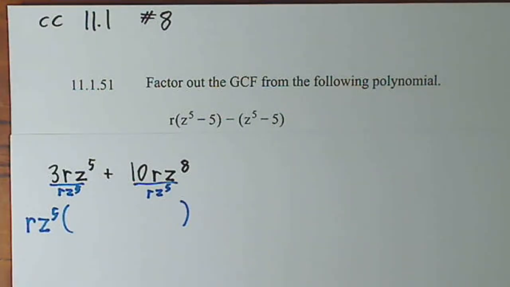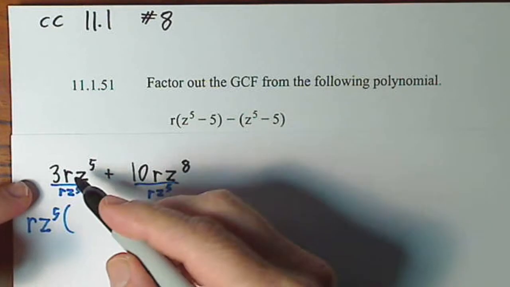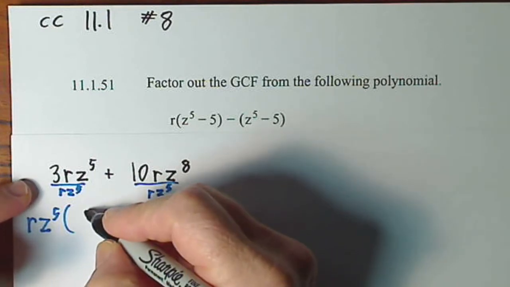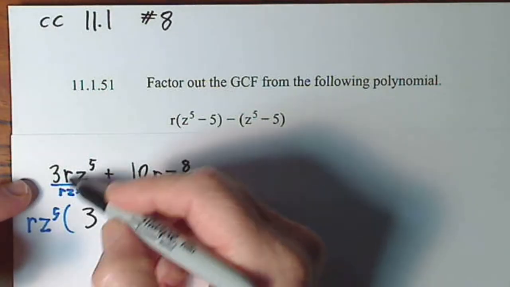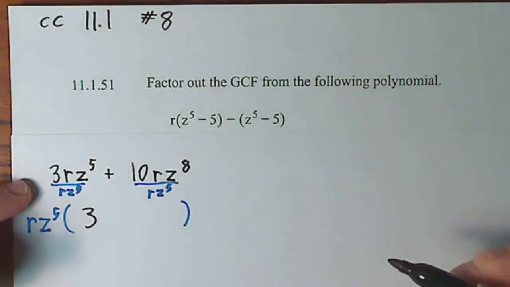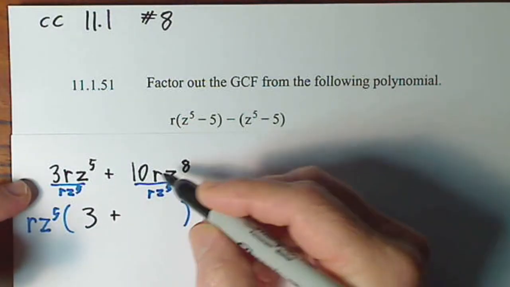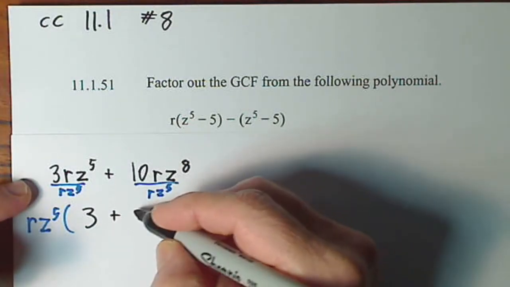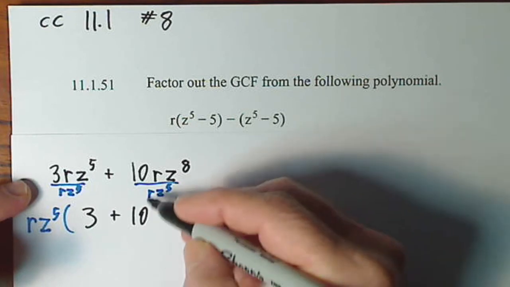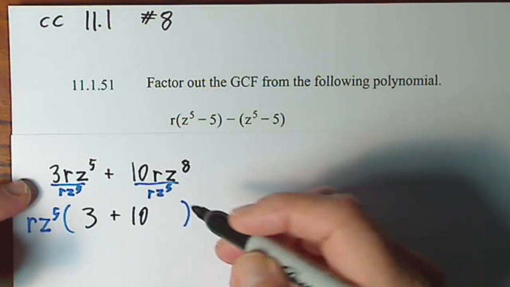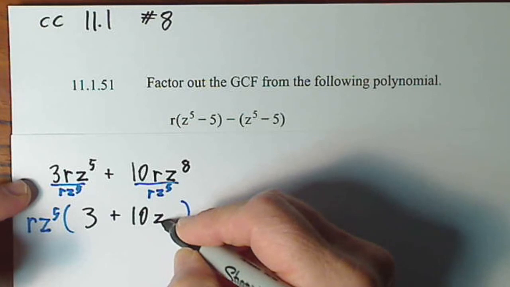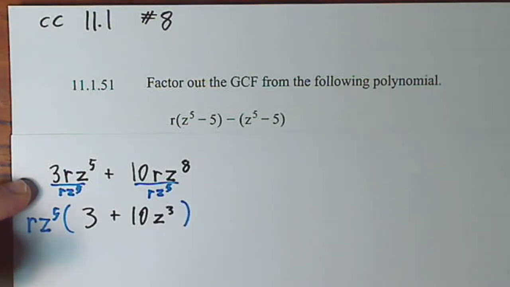Okay? When you do that, for the first term, you would just be left with 3. R's cancel, z to the 5th's cancel. For the second one, you would be left with a 10. R's cancel, and you're left with 3 z's, z to the 3rd.